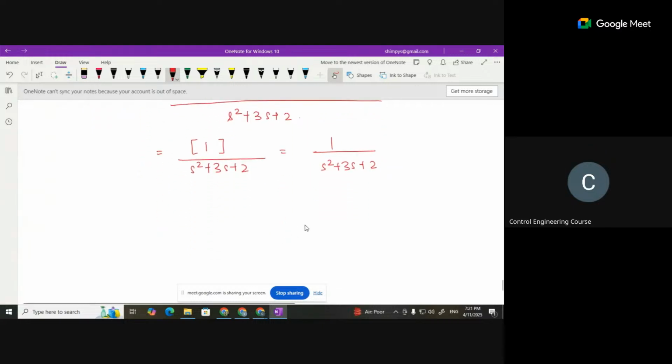So can you find out the controllability and observability of the system? Whether this system is controllable or not?